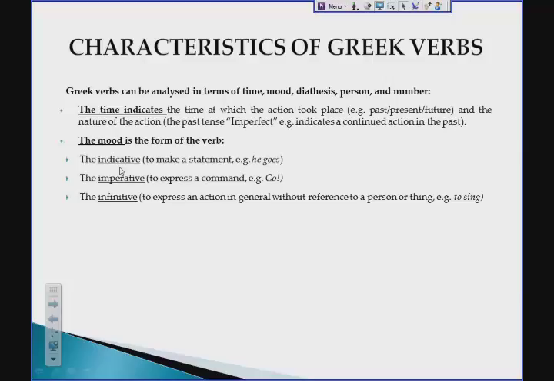It can happen in the past, in the present, or in the future, but it is all summarized under the indicative mood. An imperative, the command, can also be an aorist imperative in the past. I will tell you, we will talk about this next week.